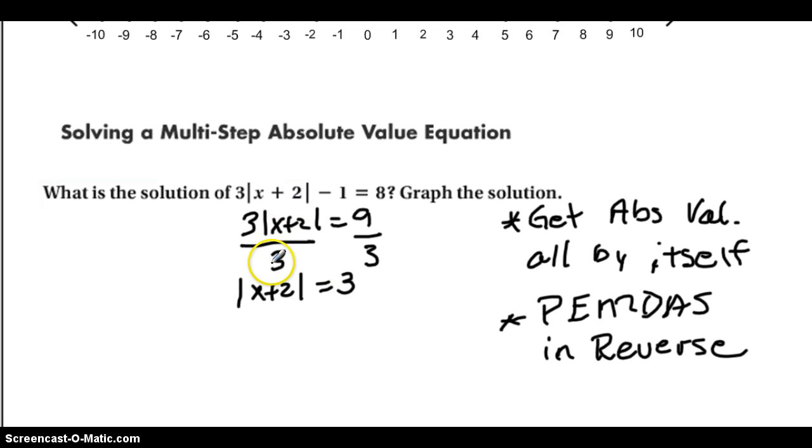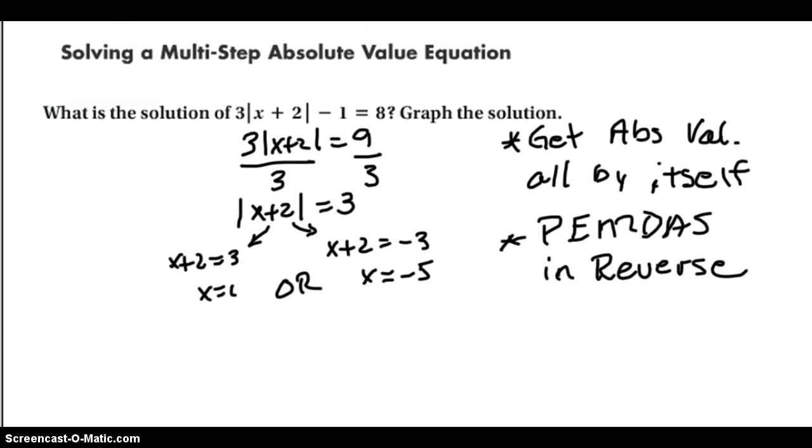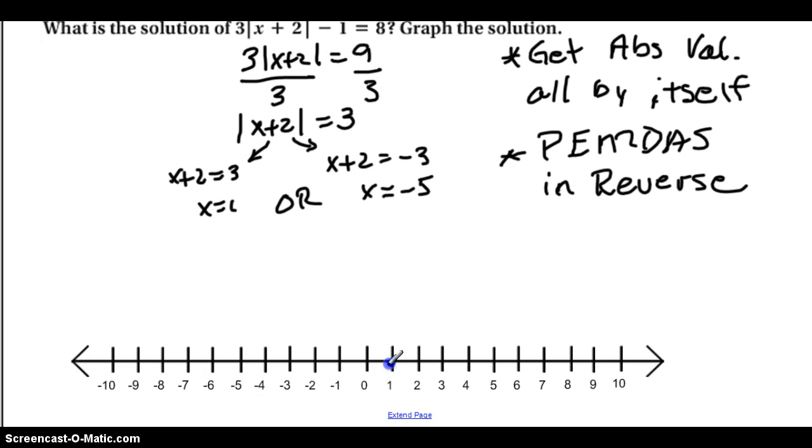Just as before, since we have the absolute value by itself, we're going to split it up into two problems. Drop the absolute value. Drop the absolute value and set it equal to the opposite. Solve for x, subtract 2. Solve for x, subtract 2. And remember, again, this is an OR statement. So on the number line, we're going to go to 1, put our dot, and negative 5.